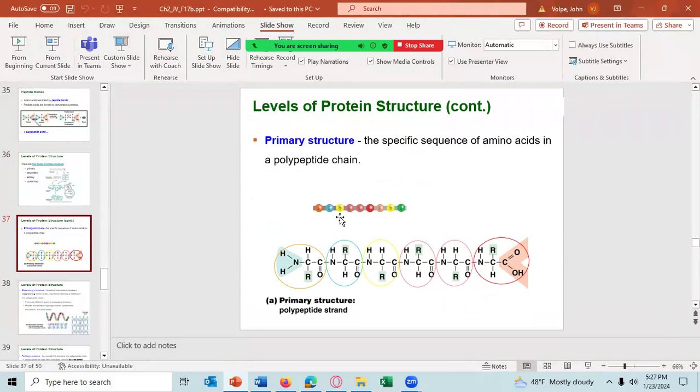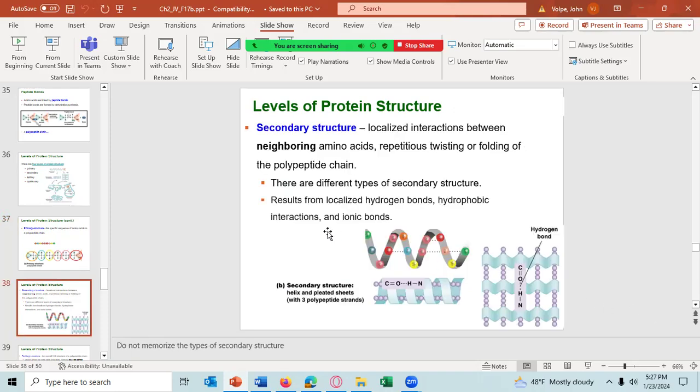Now, when the protein is first made, it's just a linear sequence of amino acids. However, the secondary structure soon forms as the amino acids of the protein start interacting with each other. And initially, it's only localized interactions where neighboring amino acids interact with each other. And that we call the secondary structure.